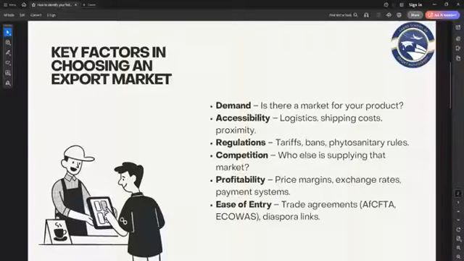All right. Another thing you want to look at is the ease of entry into that country.